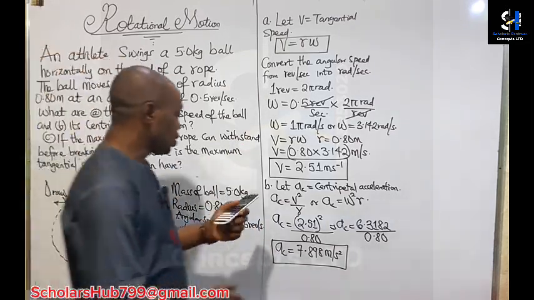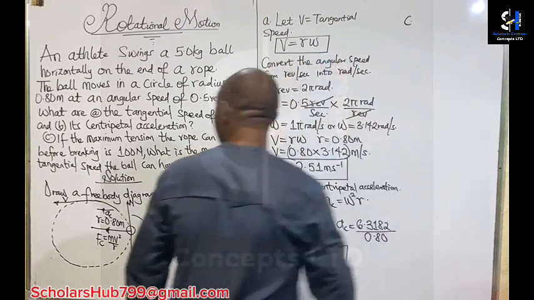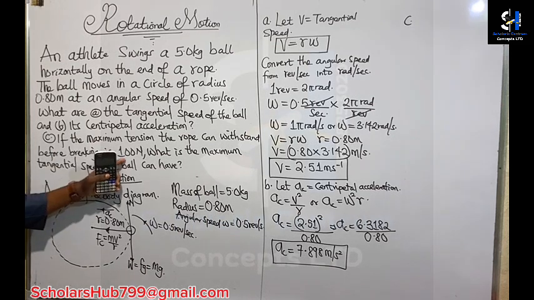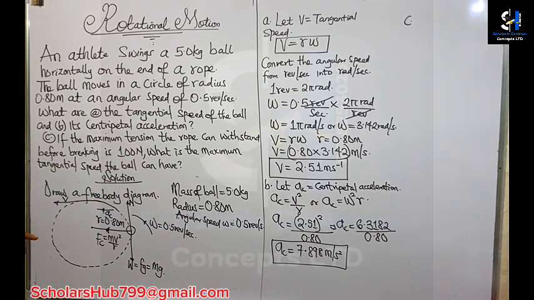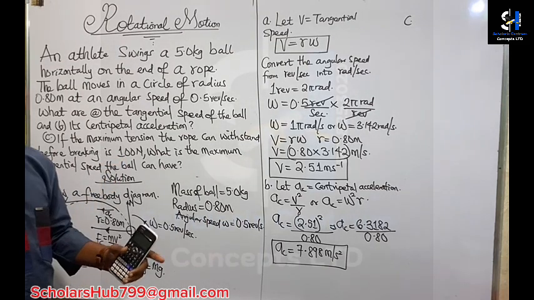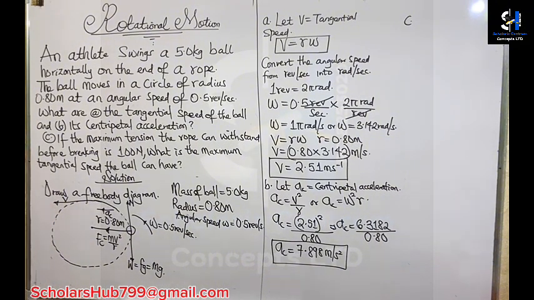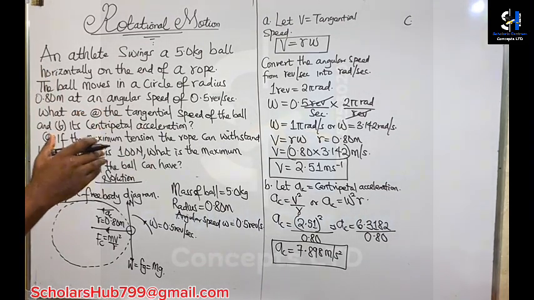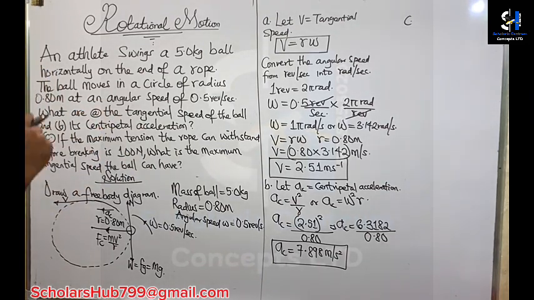So the third question now: if the maximum tension the rope can withstand before breaking is 100 Newton, what is the maximum tangential speed the ball can have?